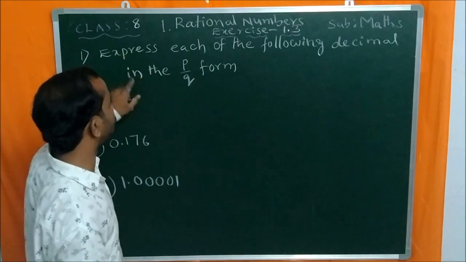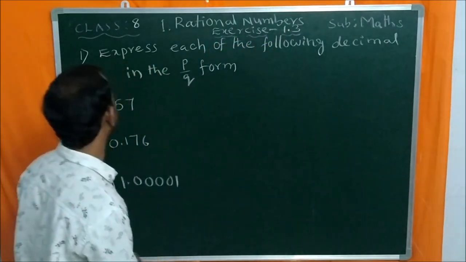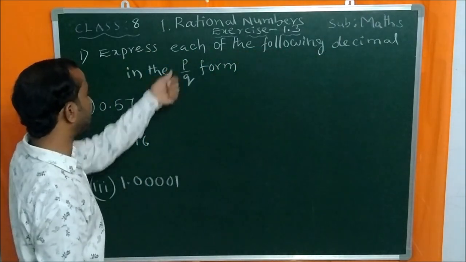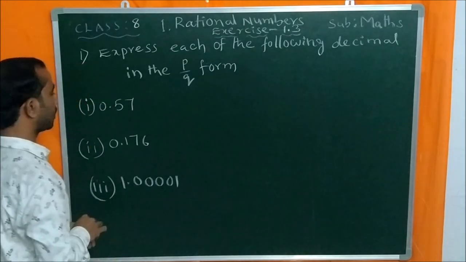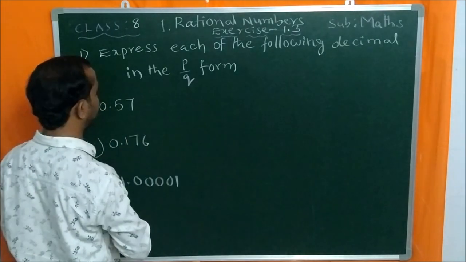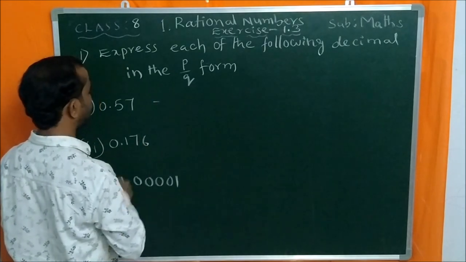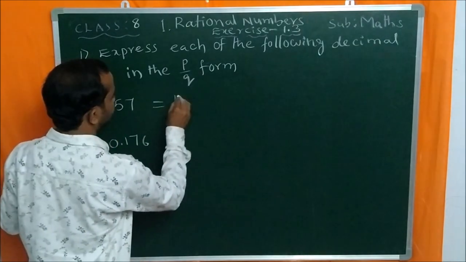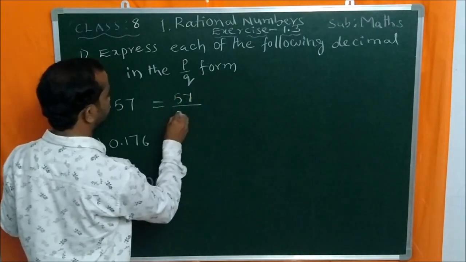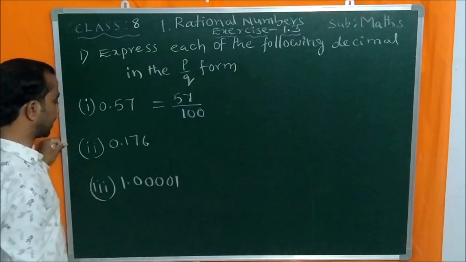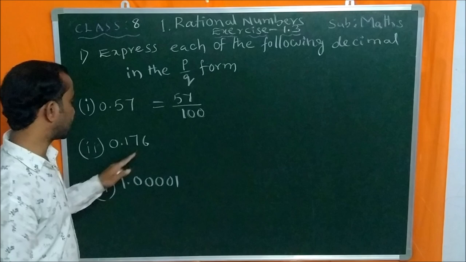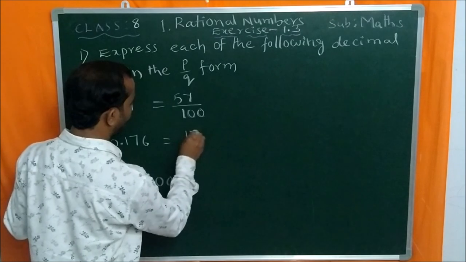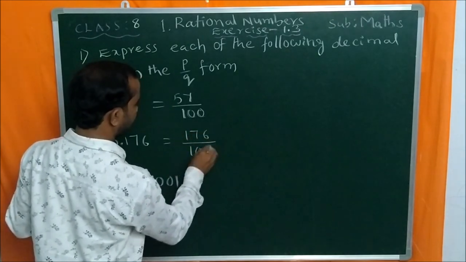Now, we discuss Exercise 1.3. First, we express each decimal number in p by q form. Here, the first problem, 0.57, can be written in p by q form. After the decimal we have two digits, so this is written as 57/100. Next, the second problem, 0.176. After the decimal we have three digits, so 176 divided by 1000.